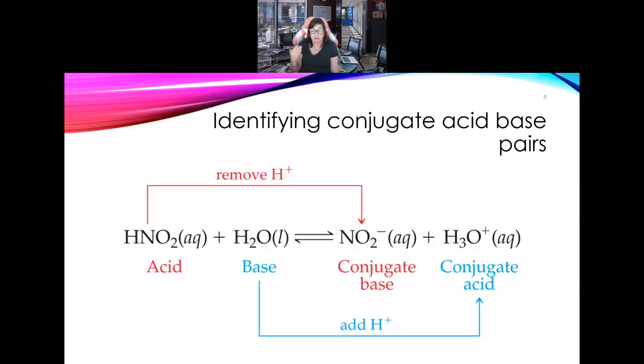You may be asked, which of these are conjugate acid-base pairs? Or, what is a conjugate base of this acid? If you're going to make a buffer, you need to be able to add a conjugate base to it. So in this case, you need to have a salt that contains the NO2 minus. All right. So there are times when we're going to need to be able to deal with those conjugate acid-base pairs. They have practical implications that we need to be able to deal with.